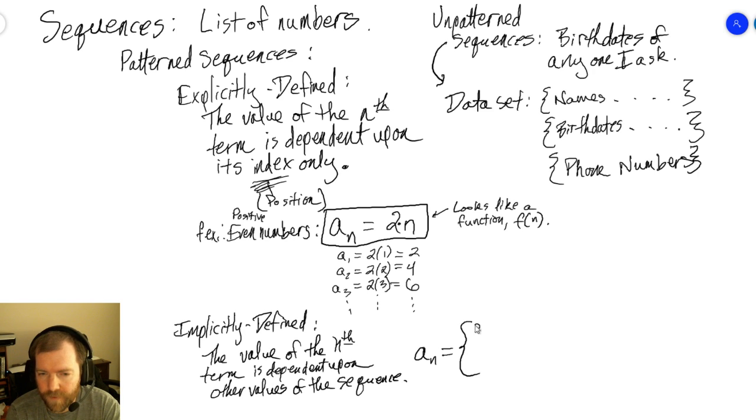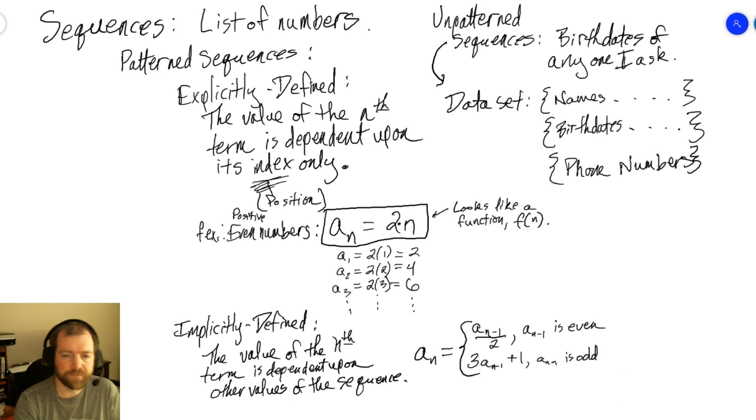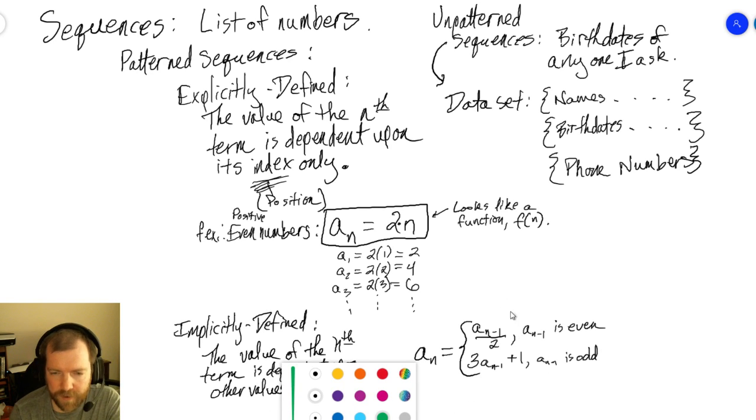All right. a sub n minus 1 over 2 if a sub n minus 1 is even, and then it's 3 times a sub n minus 1 plus 1 if a sub n minus 1 is odd. So it doesn't necessarily have to be a piecewise function. That might distract somebody, so sorry about that if it does.